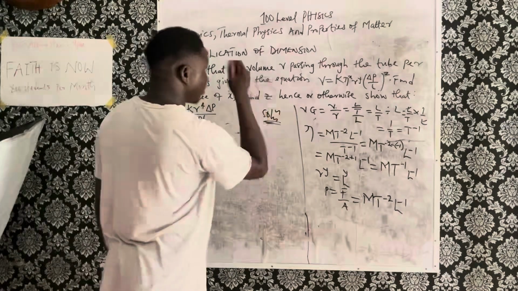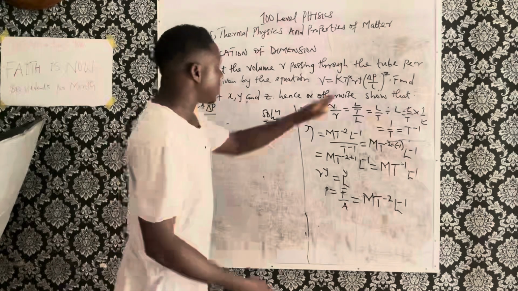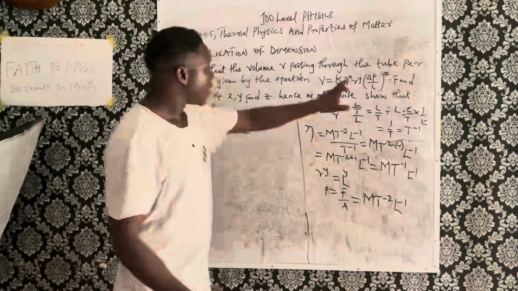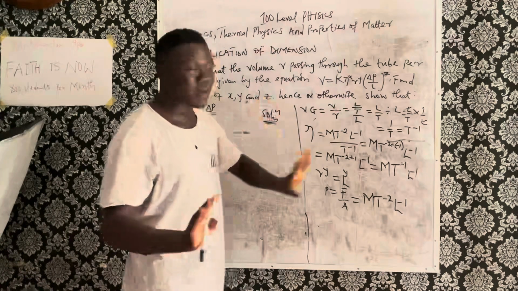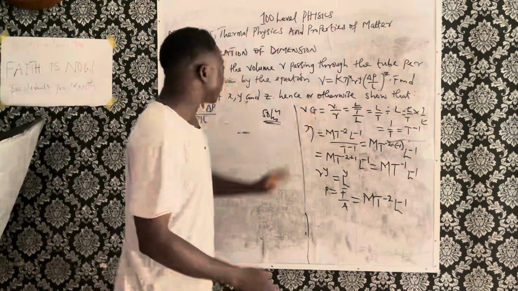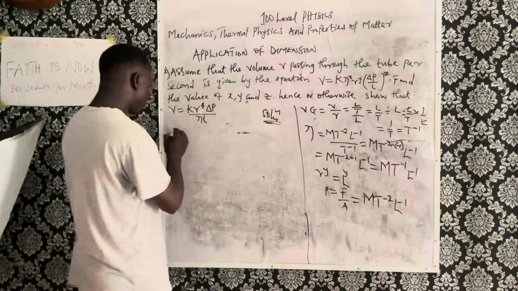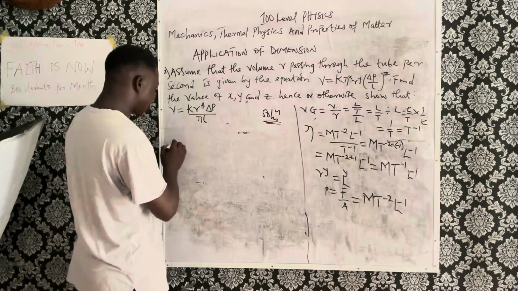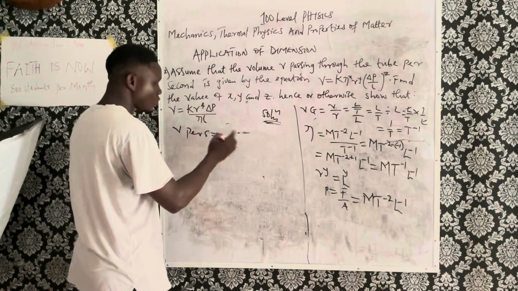So we've gotten that K is a constant. It doesn't have a dimension, it's just a number. What's in green, what's in radius, what's in P and density. Then volume per second. We got volume per second as, let's see.